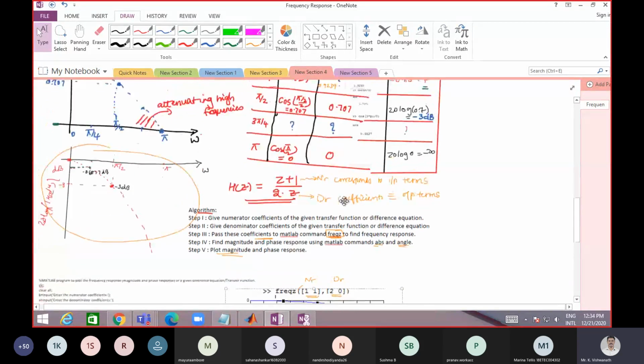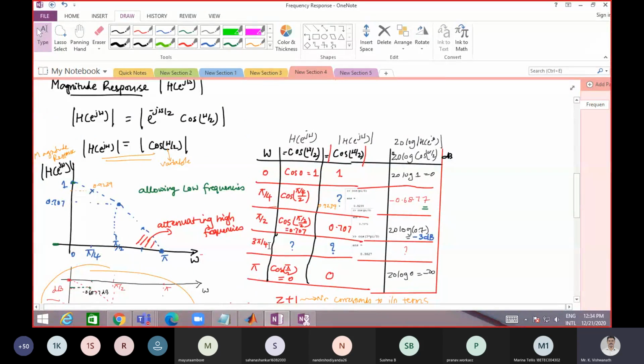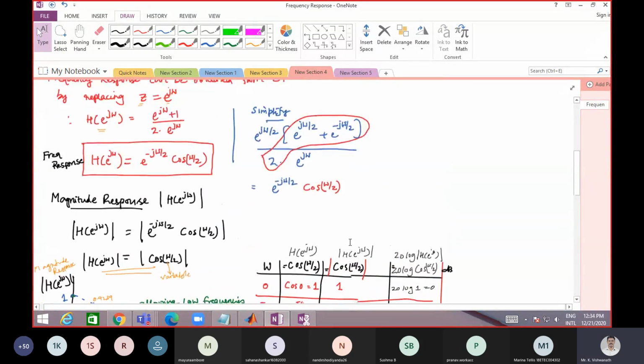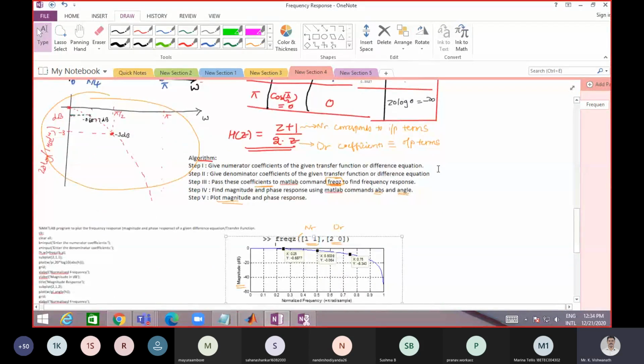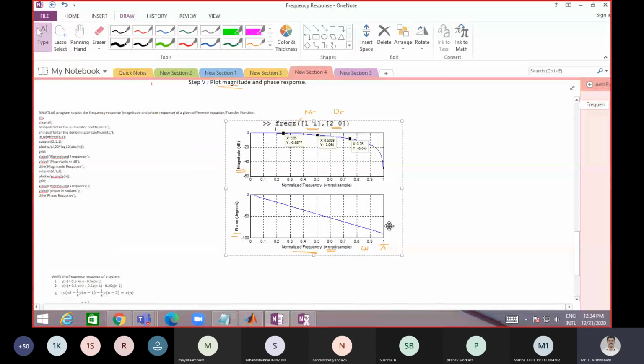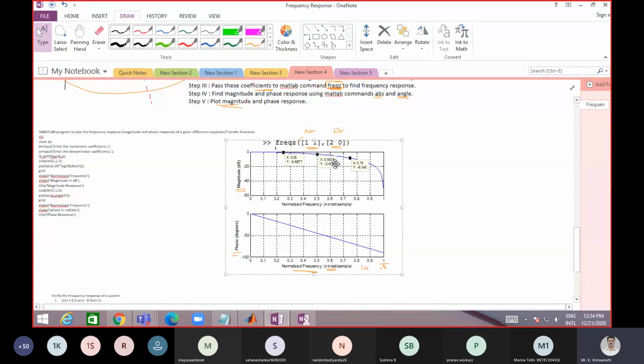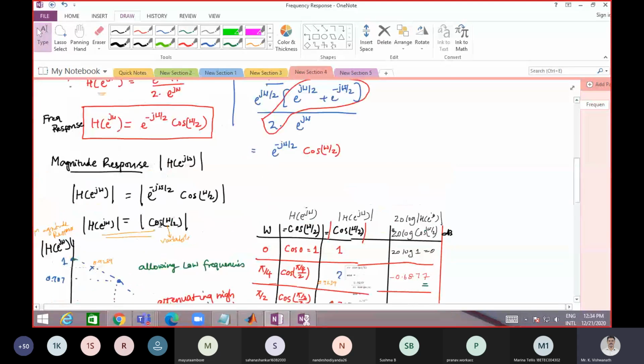So what we are able to get manually, that is by theoretical calculations, is exactly verified in MATLAB. In MATLAB, we get directly the frequency response in terms of magnitude and phase response. What is the phase response here? H of e power j omega is e power minus j omega by 2 into cos omega by 2. The phase response we can compute here.